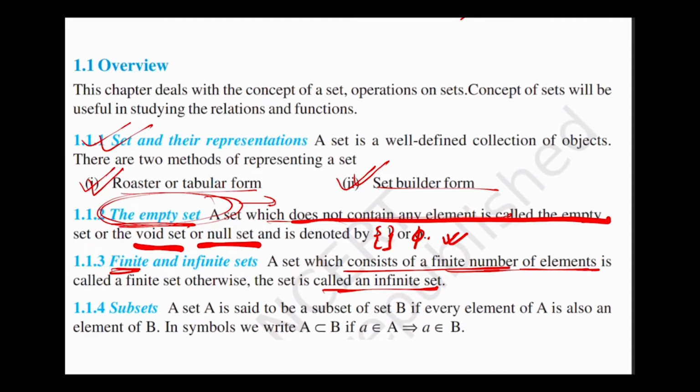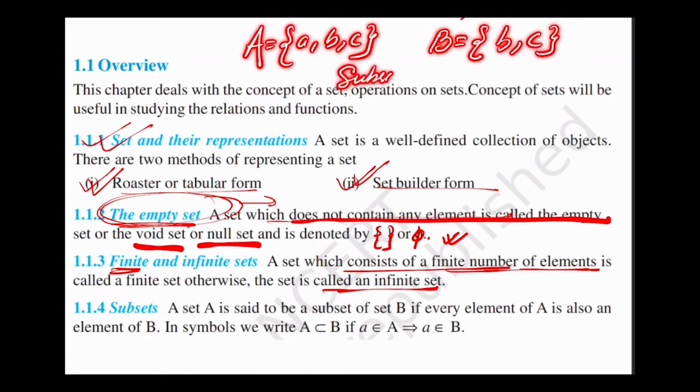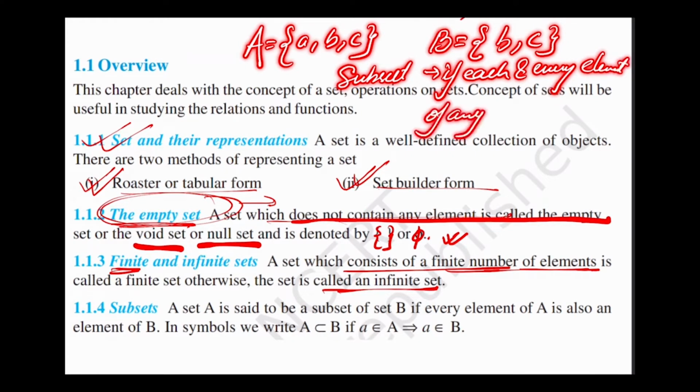Very simple question. Next, what is a subset? Let's say we have a set A which contains A, B and C, three elements, and we have a set B which contains B and C. Now we define a subset as: if each and every element of any set is present in another set, then we say that set is a subset.